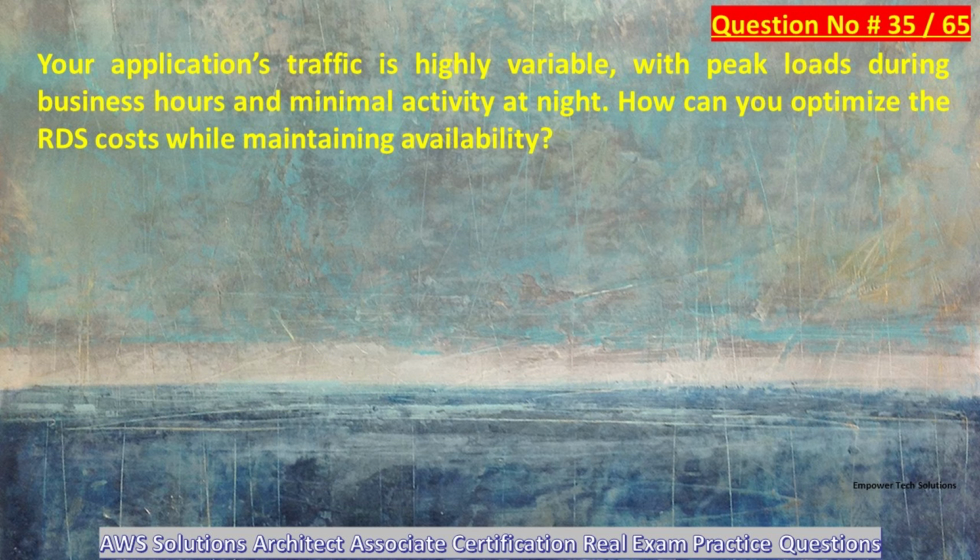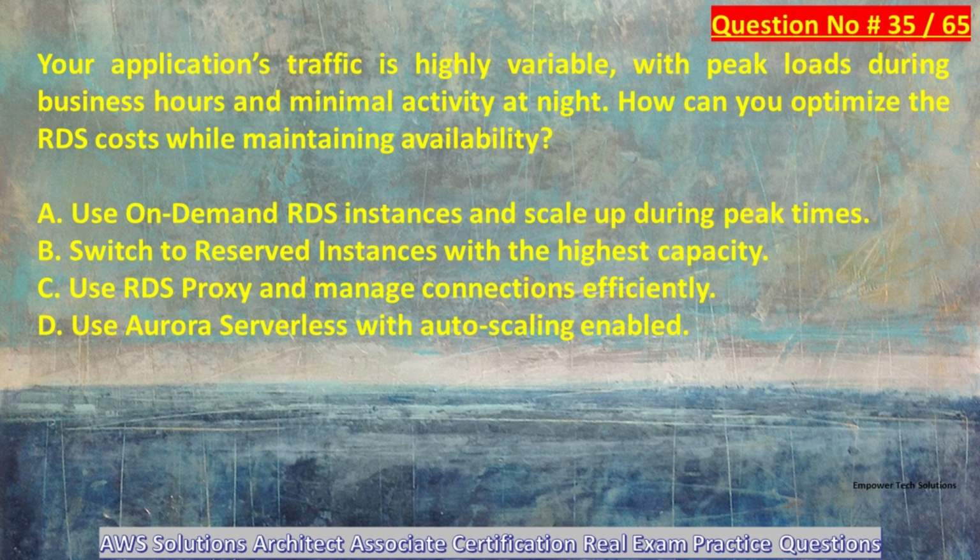Your application's traffic is highly variable, with peak loads during business hours and minimal activity at night. How can you optimize the RDS costs while maintaining availability? A. Use on-demand RDS instances and scale up during peak times. B. Switch to reserved instances with the highest capacity. C. Use RDS proxy and manage connections efficiently. D. Use Aurora Serverless with auto-scaling enabled.